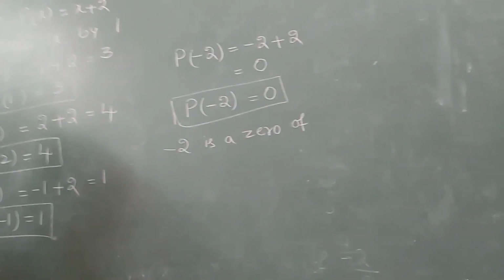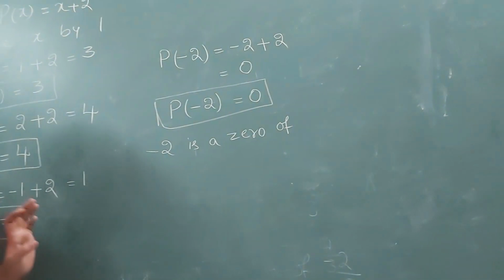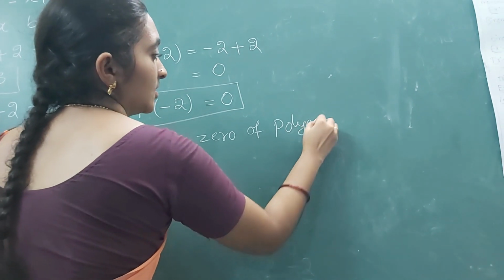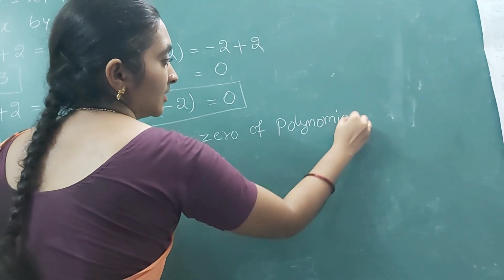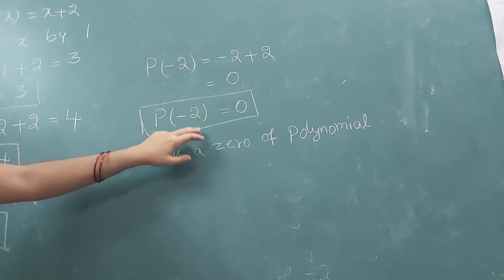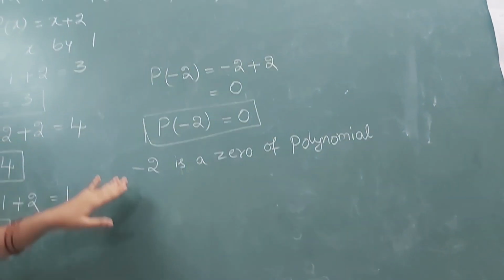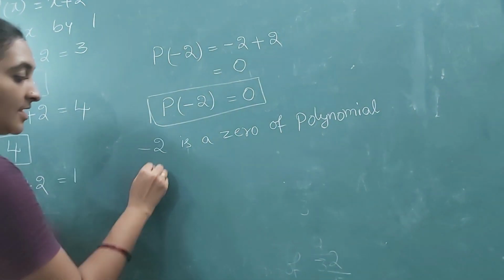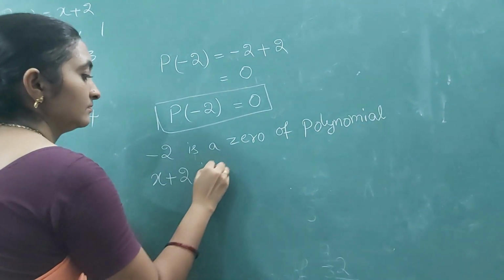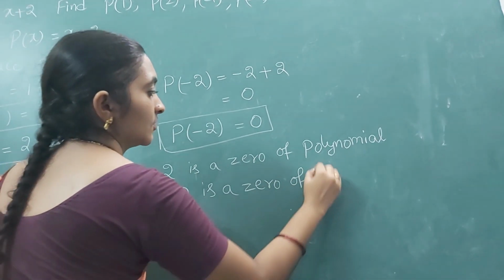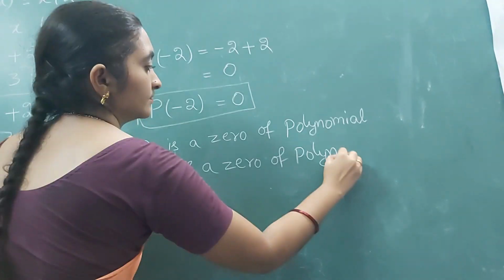A 0 of a polynomial is nothing but a root of the polynomial. Zero of the polynomial and root of the polynomial are the same. So when we did p of minus 2, we got 0, therefore minus 2 is a 0 of the polynomial. That means the zero of x plus 2 is minus 2.